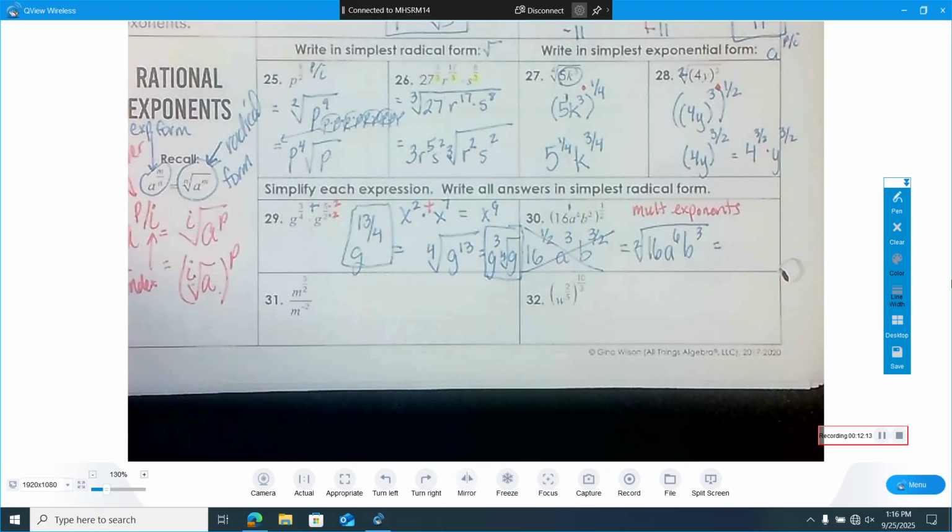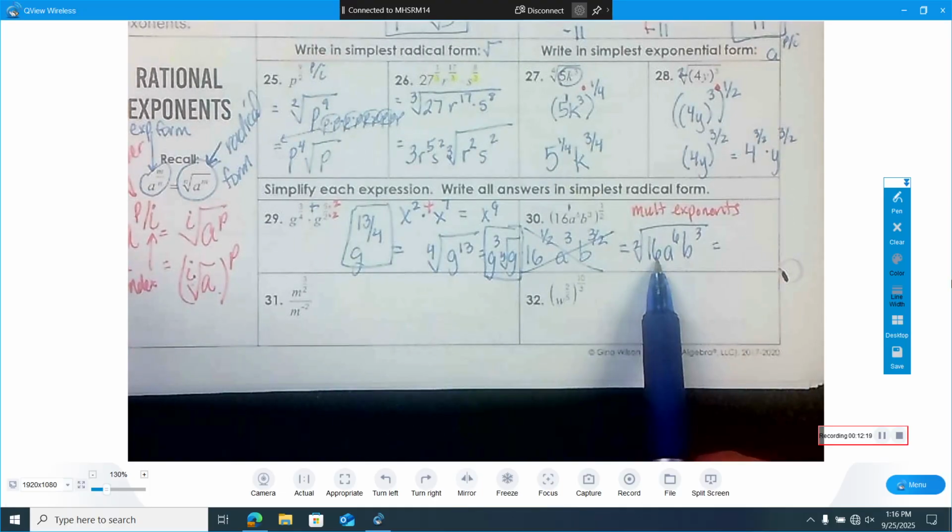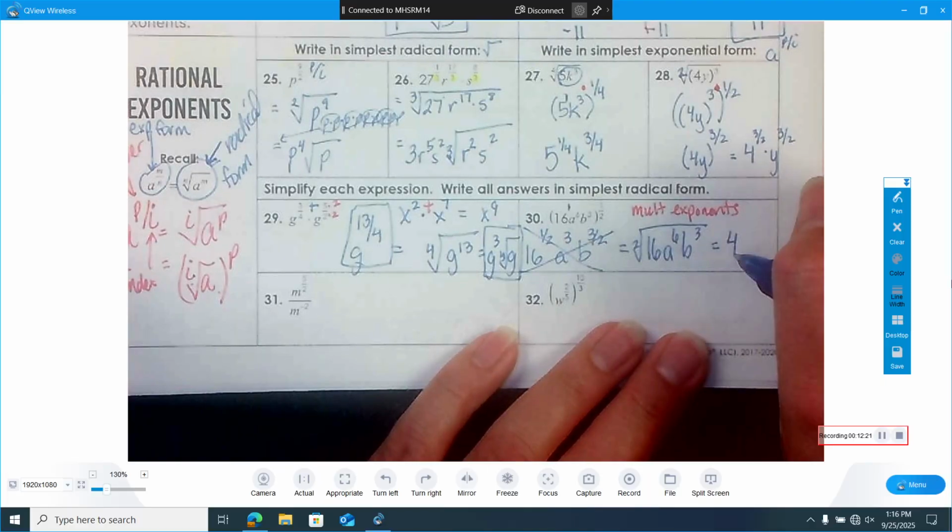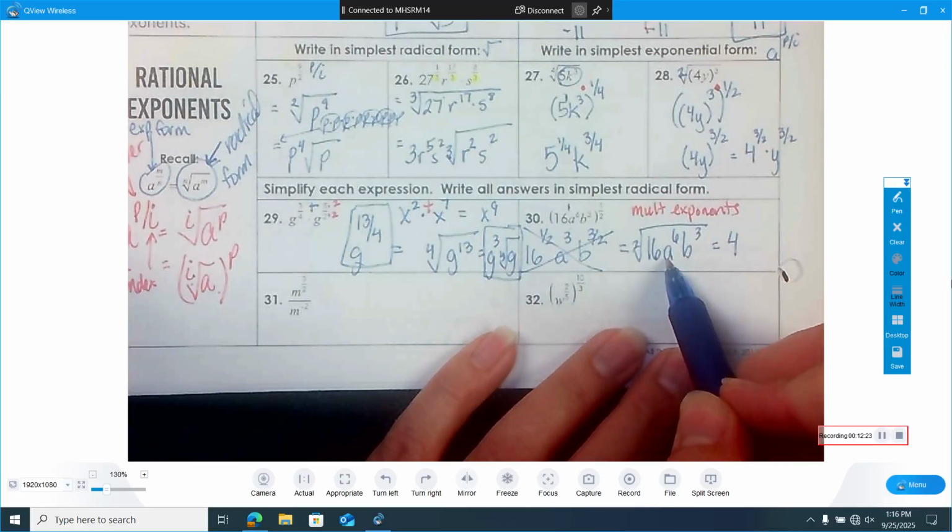I should have read the directions. Reading is the hardest part of math. I swear to God.